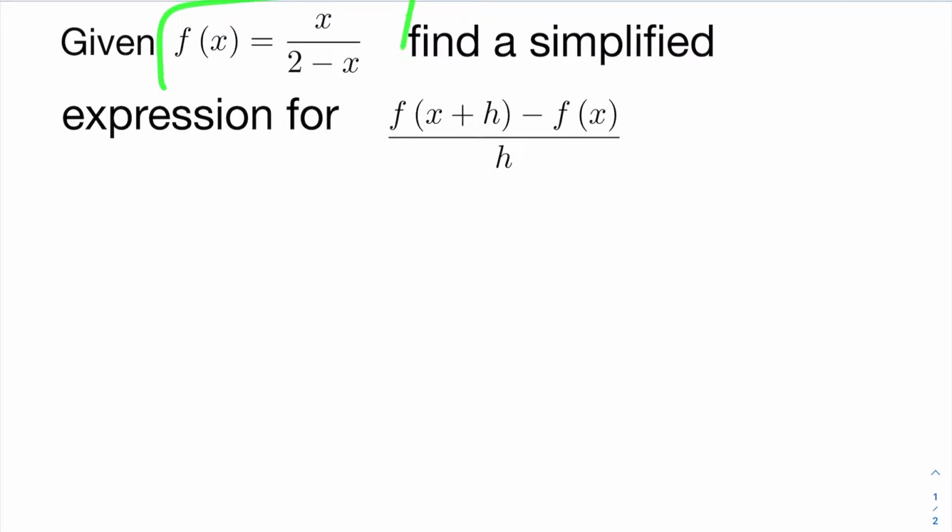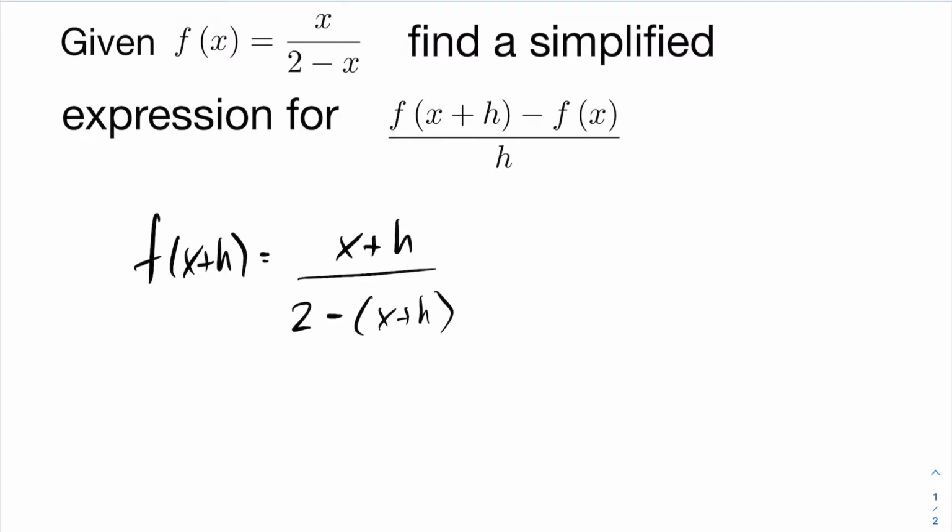Again, as a reminder with function notation, this x is just a placeholder. So anything that is in the place of x, in this case, these two values right here, we're going to substitute that in with an x plus h. Therefore, f of x plus h is equal to, you'll notice here everywhere I have an x, I change that to an x plus h.